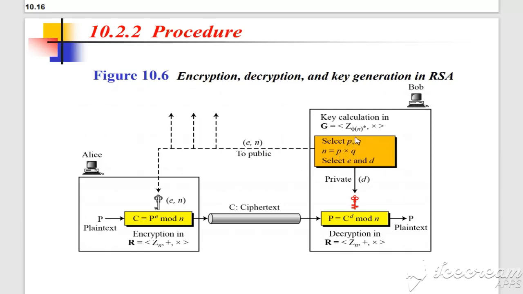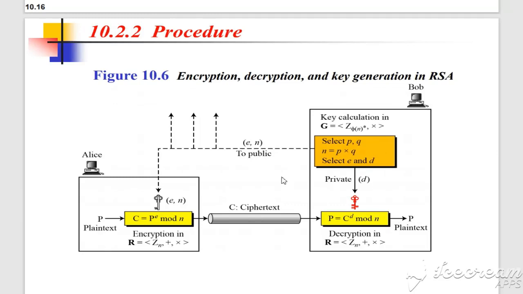First, let us think that he makes some calculations and finds the E and N, and makes E and N public, so that anyone who wants to send a message to Bob will take these values, encrypt the message, and send it to Bob. On the other hand, if Bob wants to read that message, he will use this private key D to decrypt it, and he can retrieve the plain text.